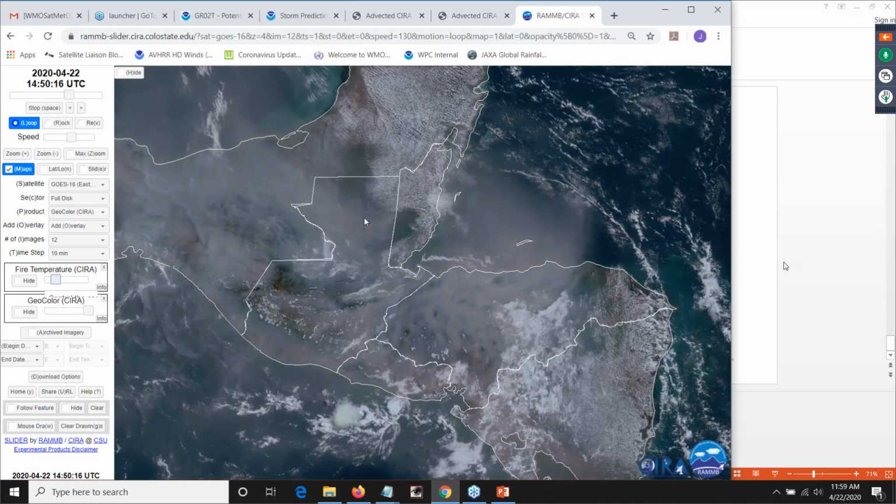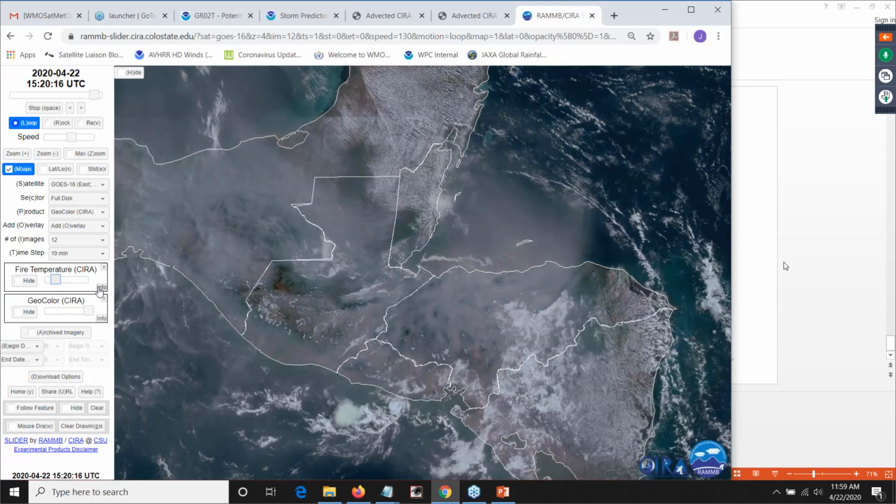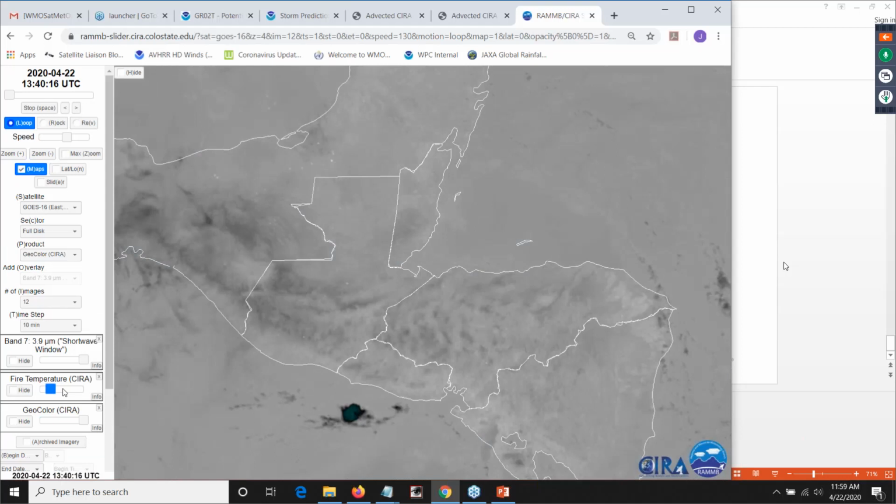Jesus says you can use band 7, which is the 3.9. So in this case, the fires are the bright white.